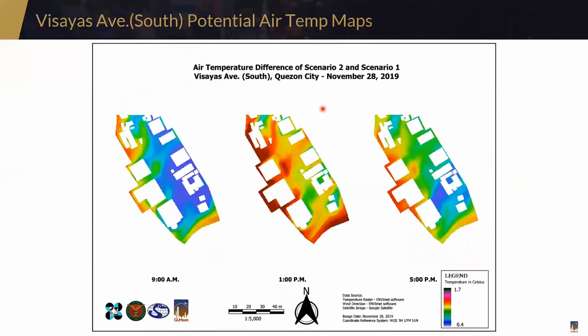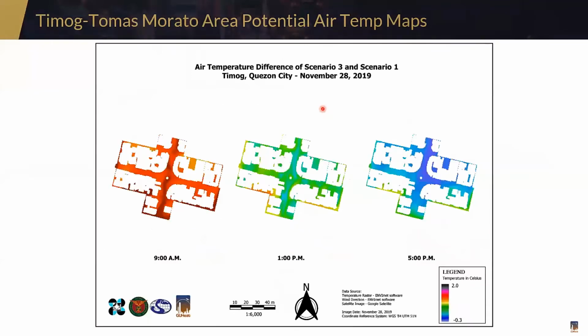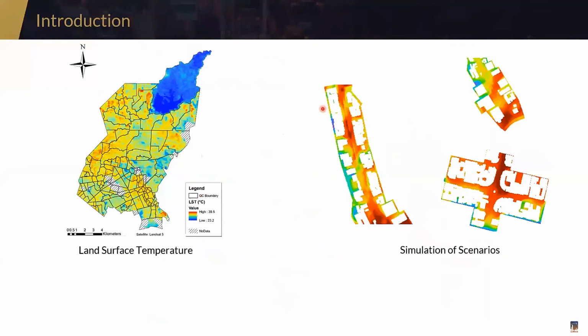So this time naman sa Visayas Avenue southern part. And this is the actual air temperature results from the NVMet for the Timog area. And these are for the differential scenario. So based na sa mga outputs na pinakita ko, we have 2 products: yung land surface temperature and yung mga NVMet maps natin or mga potential air temperature natin.